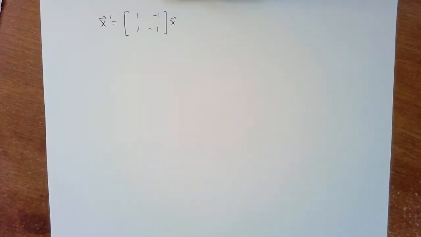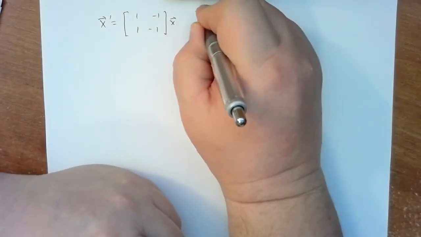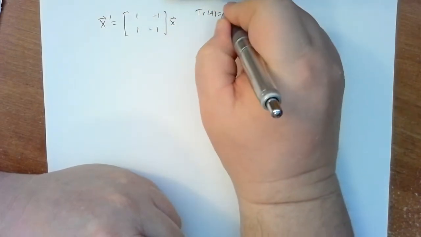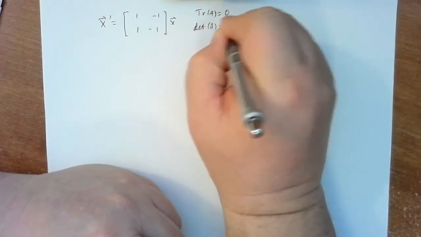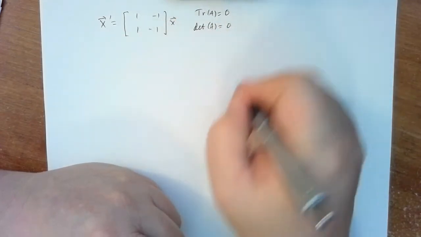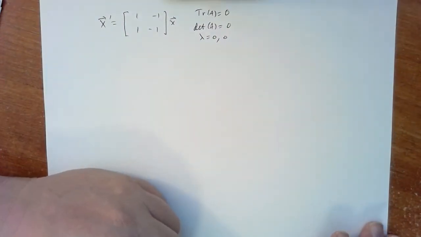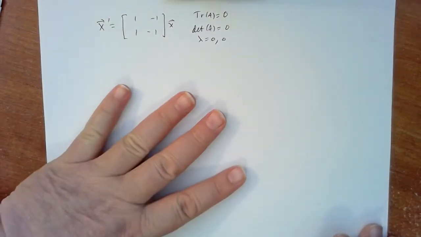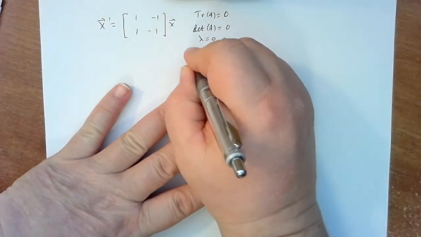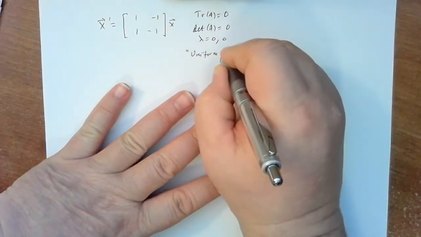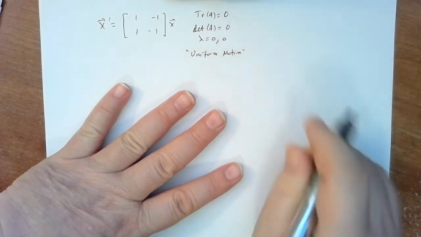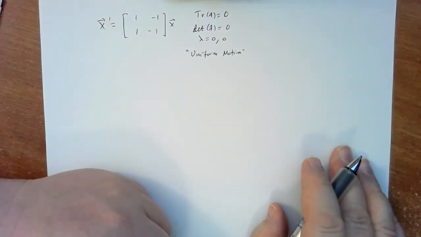Let's try one where we have a single double root. I'm going to pause while I write down the differential equation. Okay, so here's an example. We see that the trace is 0. The determinant is 0. And so we have lambda equals 0, 0. So we have the double zero eigenvalue. So on the Poincare diagram, you'll see uniform motion, and so sometimes that's confusing. Let's just go ahead and see if we can solve this and see what that uniform motion means.